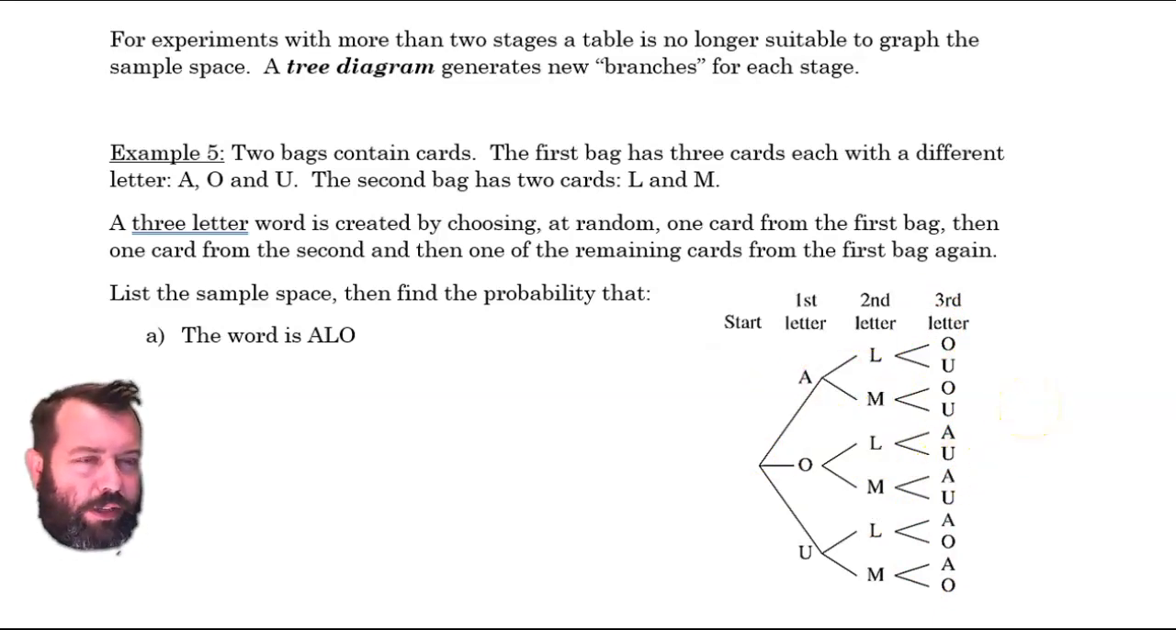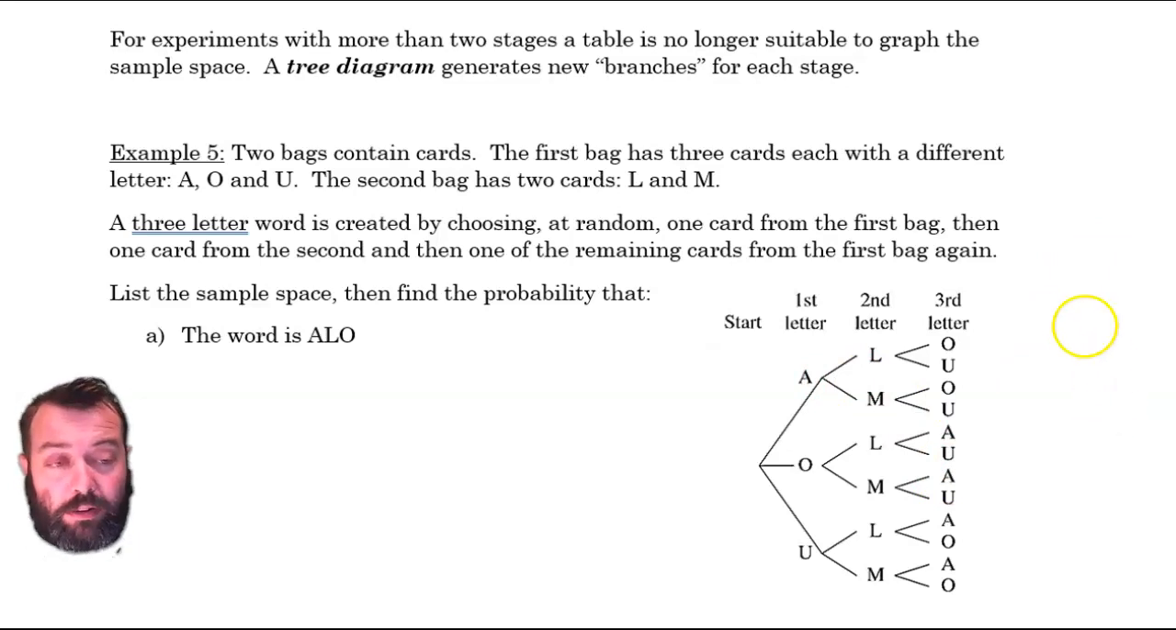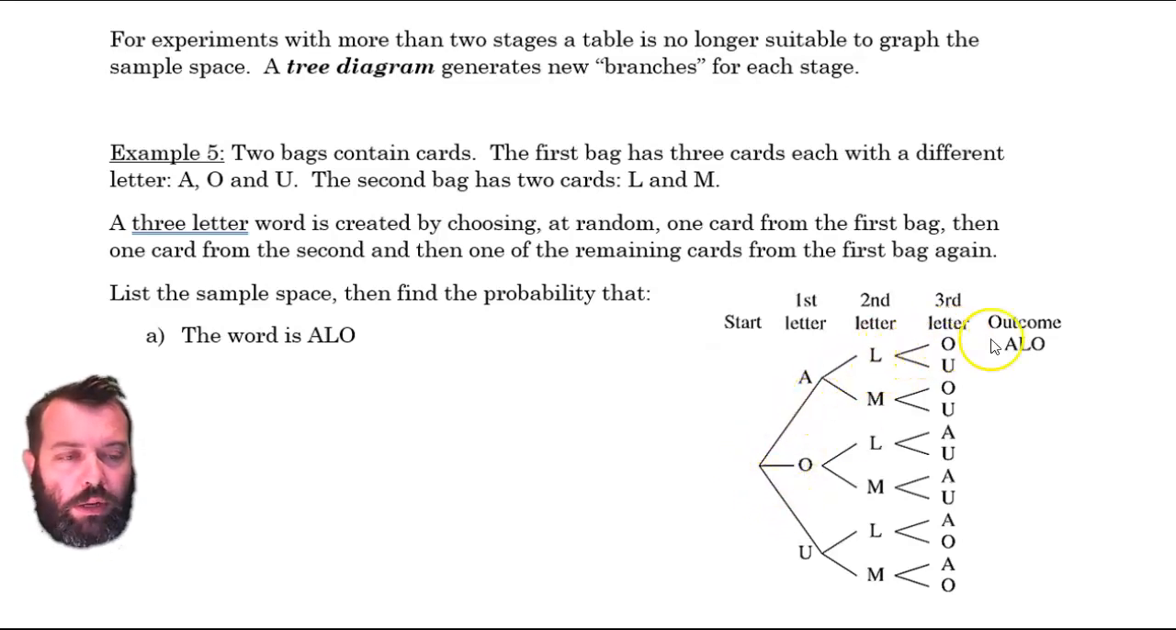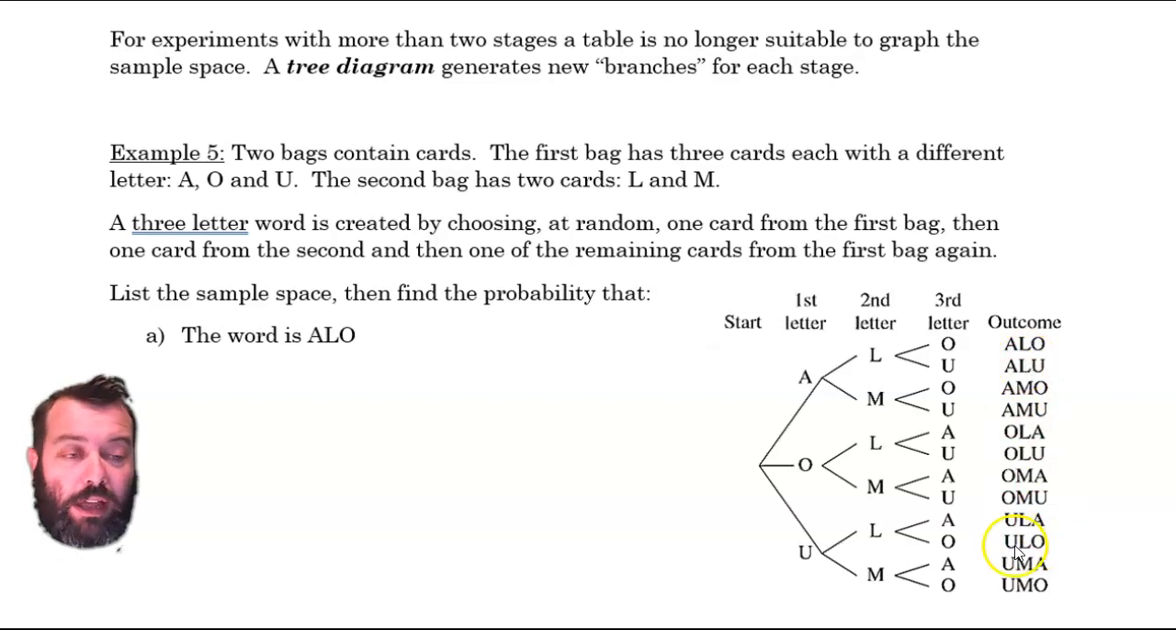It's mostly finished, but what we really want at the end is a list of the outcomes. So this is going to be our sample space. What I do is I collect those letters along from the start to the tip of the final branch. So A-L-O is the first word. A-L-U along this way will be the second word. Then A-M-O, A-M-U, and so on until I have my sample space listed there at the end of the tree diagram.